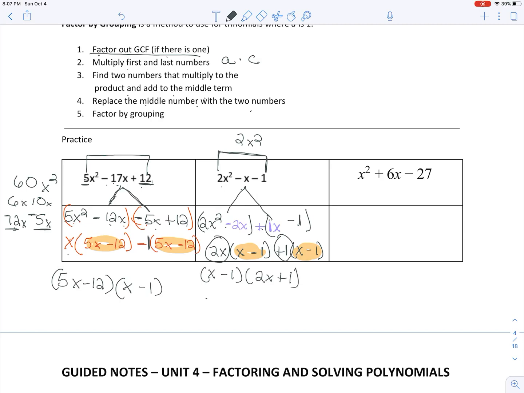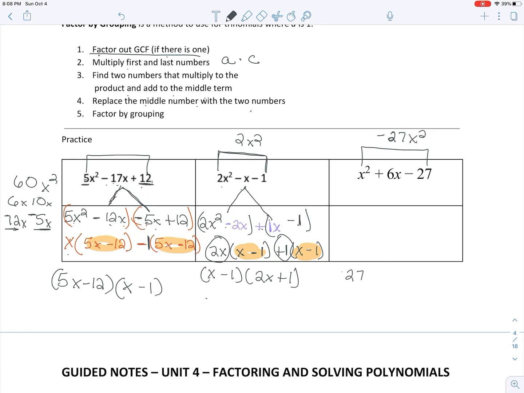Okay? Now, I included this one in here. We're going to do it this way, even though we could easily do it guess and check. We're going to do it the long way because I want you to see that it works for both of these. So we're going to start by multiplying these two together. And that gives me negative 27x squared. So I'm asking myself, what two numbers can I multiply to get negative 27, add to get 6?